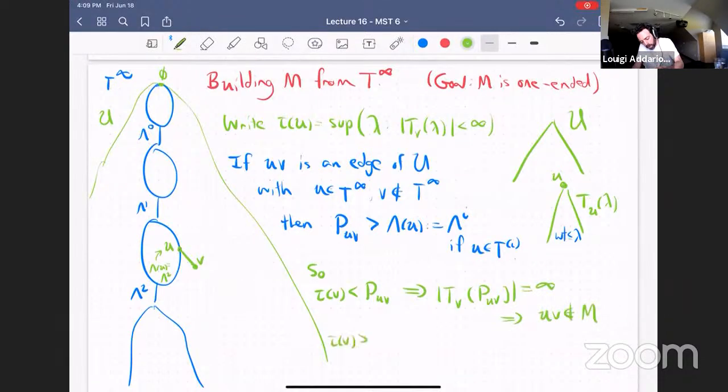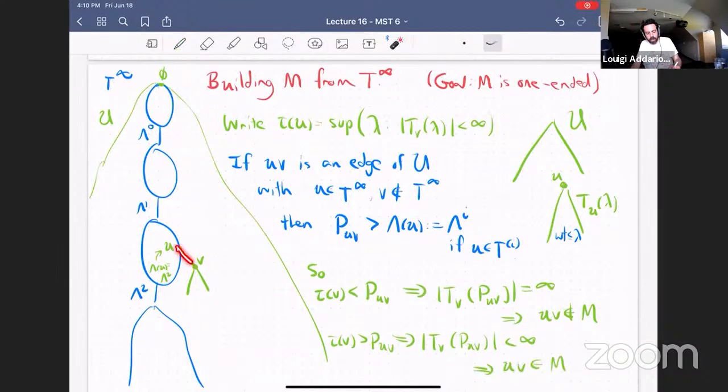And if tau v is bigger than PUV, that means that the subtree rooted here at this value is still finite, which means that UV is an edge of M. So that's our criterion for whether or not a boundary vertex attached to here will be added to M. It's just whether or not at that value its subtree percolates. It's a long-winded way of saying that just because we do percolate inside of T, in order to get added, we can't percolate outside of T.